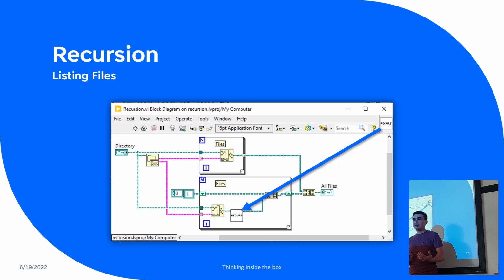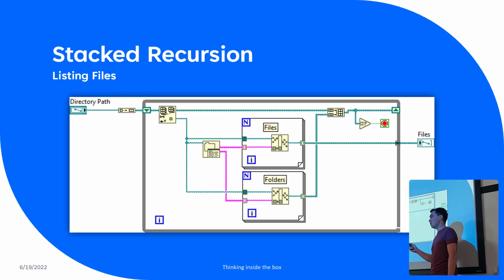So instead, I use something called stacked recursion, which looks like this. Stacked recursion is a way of having a stack up here, and you add things to the stack and you remove things from the stack. My stack starts off with my directory path. I then delete from the stack. I remove something from the stack. I look in the folder, get all the folders and files. All of the folders go into the stack. And then I do the same thing again. I delete the bottom entry. And I go over and over again.